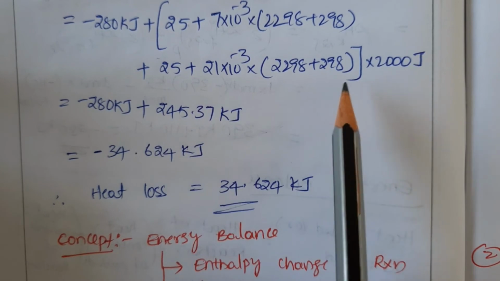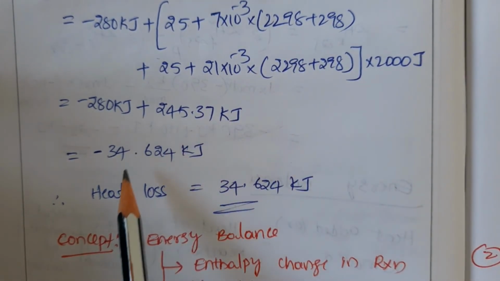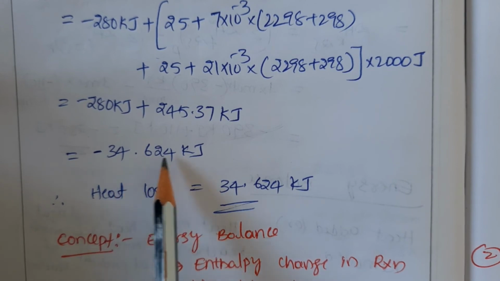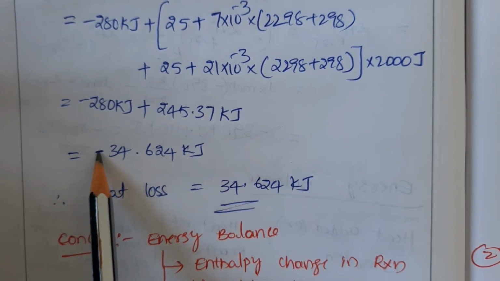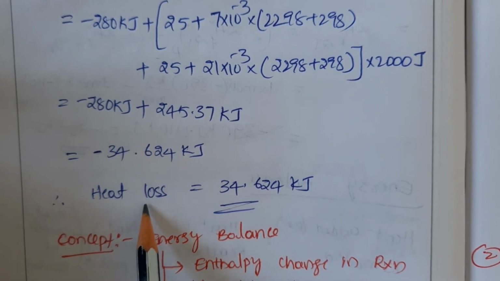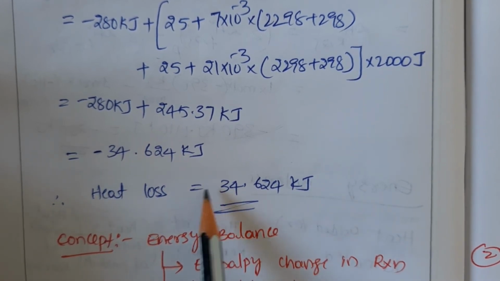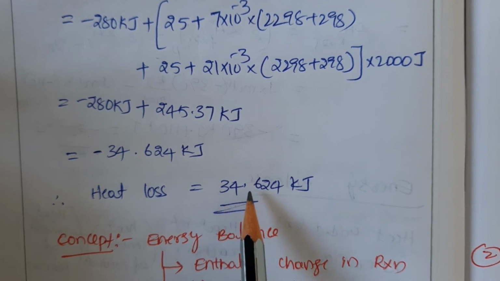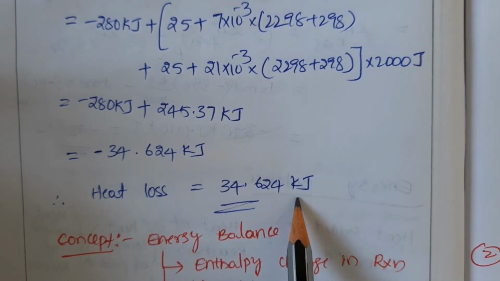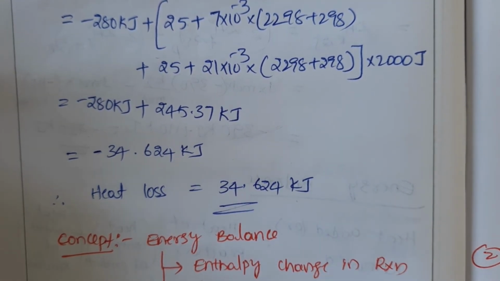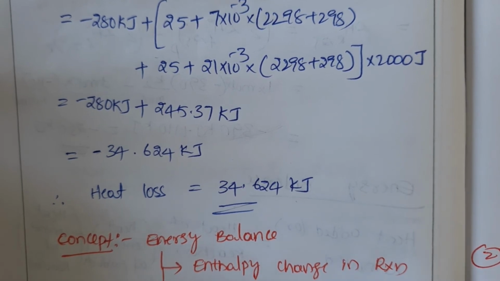By simplifying all those calculations, we will get Q equal to minus 34.624 kilojoules. The minus symbol symbolizes the heat loss. So while mentioning the heat loss, you need not mention the minus; it is just a value, 34.624 kilojoules. Okay, clear? Please don't do all these steps while doing your GATE exam.